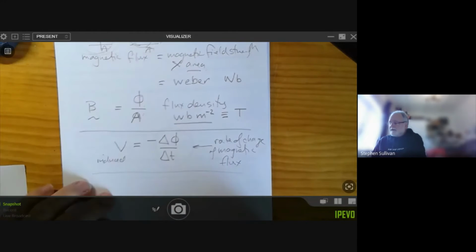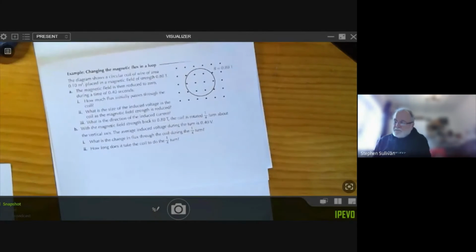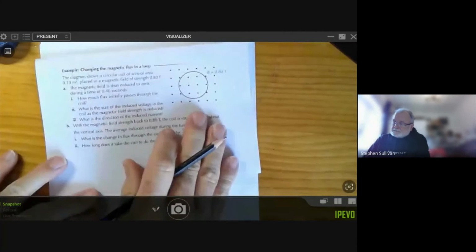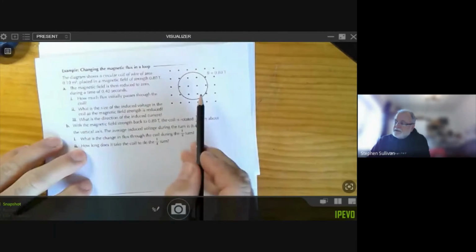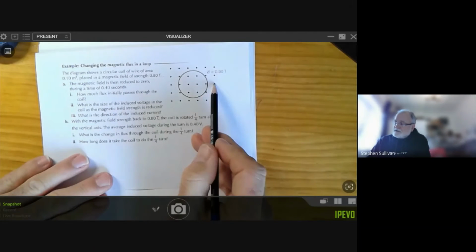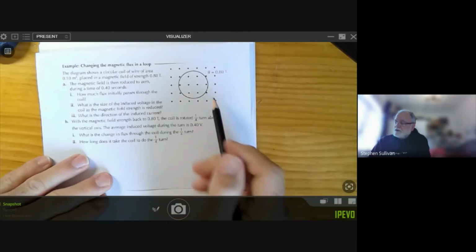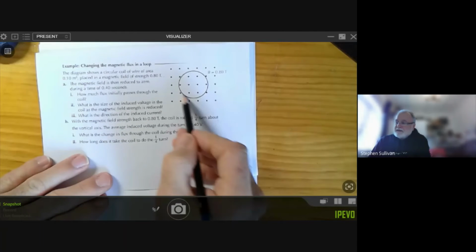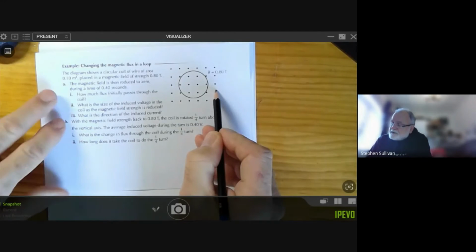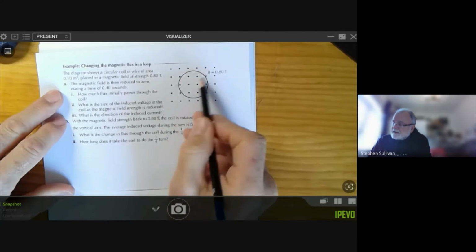I found a problem in the book that I thought was quite a good one, really. Here's our problem. We have a circular wire inside a magnetic field, and you can see there's points there. What's the direction of the magnetic field? The magnetic field is up out of the page. So we've got a loop sitting happily in a magnetic field, and some of this magnetic field passes through the loop. So we could consider the magnetic flux through the loop.